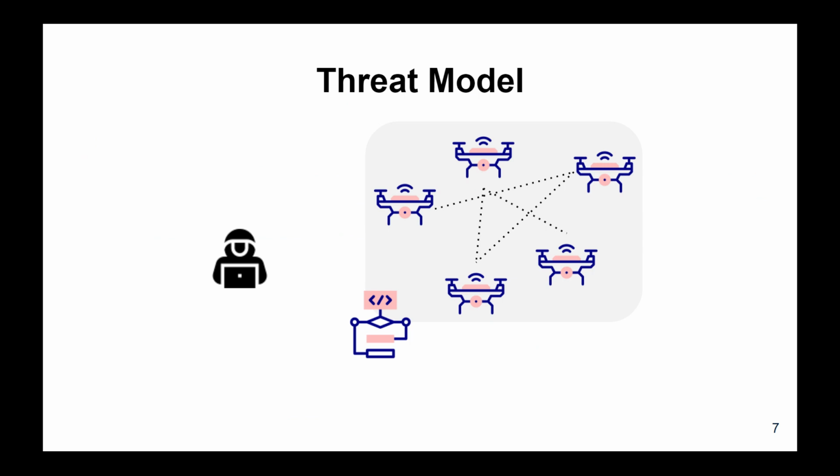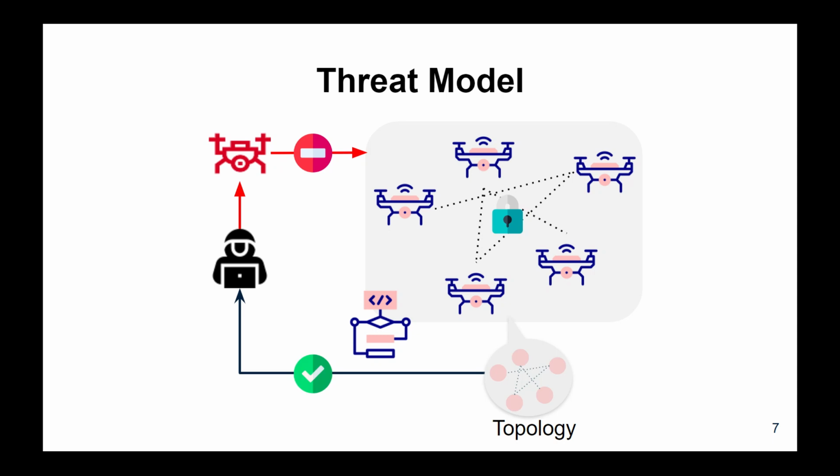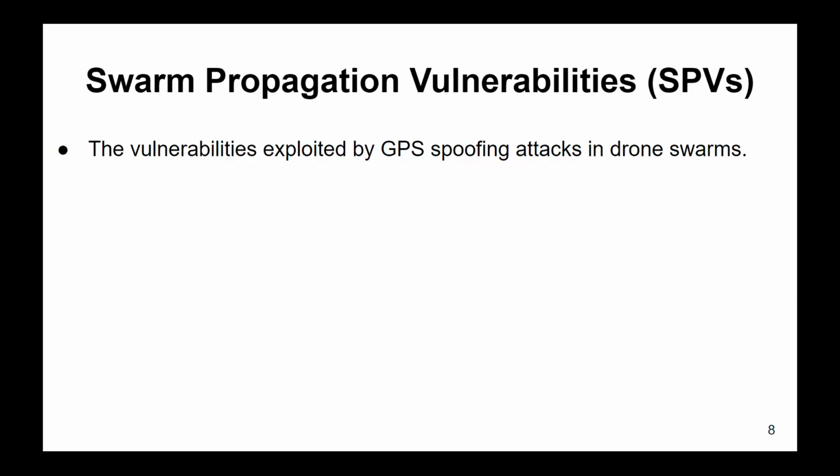In our attack, we assume that the communication channel is encrypted, so that the attacker cannot modify the messages inside the swarm. Also, to be low cost and stealthy, we assume that the attacker cannot introduce any external drones into the swarm. However, the attacker has access to the location of the swarm members as well as the swarm control algorithm. Also, we assume the attacker can spoof at least one drone. Now, let me show you our attack.